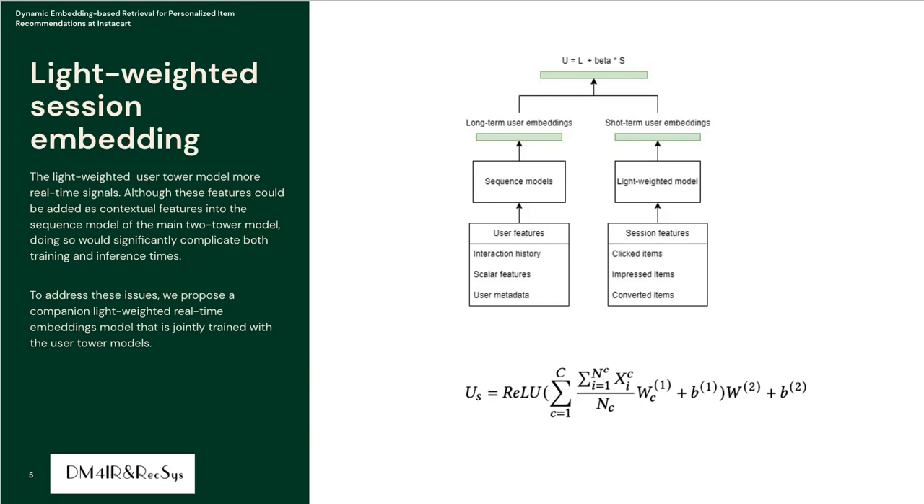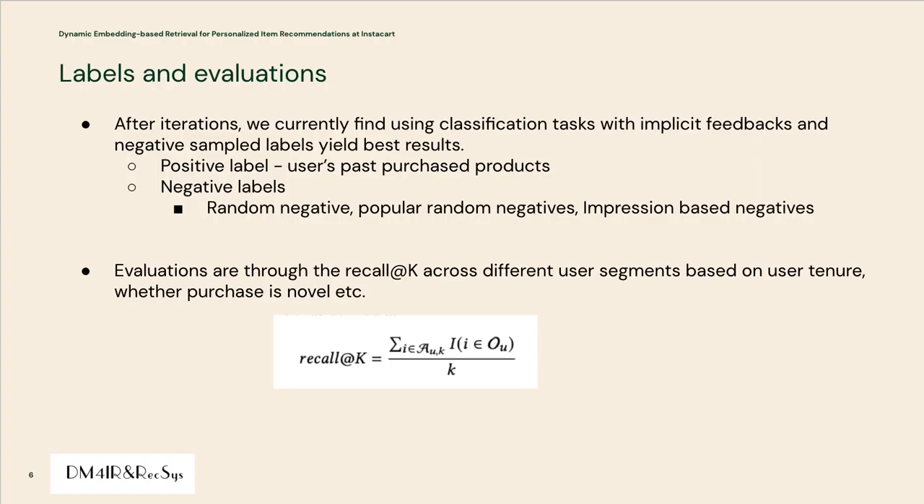When we serve the system, we cache the long-term user embedding with a daily offline job, while the short-term user embedding is generated on demand in real time. As mentioned before, we use the customer's past purchase history as positive labels, and we have multiple sampling sources to construct the negative labels. The easy ones are random negatives, harder ones might come from popular items, or all the items the user has seen impressions of but never converted on. The evaluations are through recall at K across different user segments based on user tenure, etc., to understand the business impact.